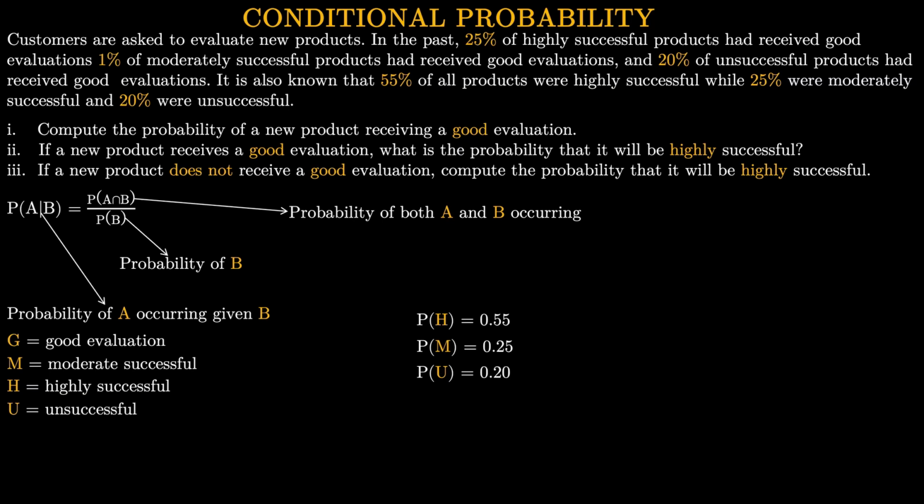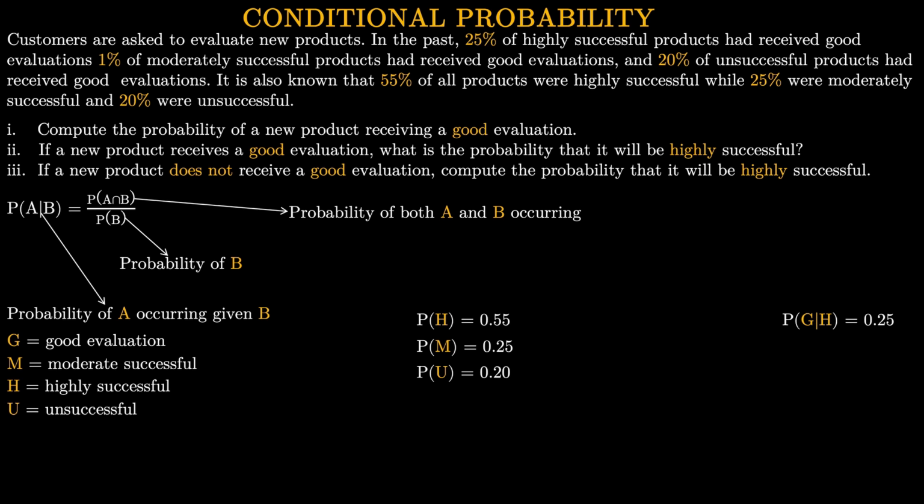Now let's say I've chosen highly successful products. That doesn't mean that we're going to receive good evaluations. Only 25% of them are going to receive good evaluations, right? So the probability of highly successful products receiving good evaluation is going to be 25%. We're going to write it as P of G bar H. This is the probability of products receiving good evaluations, provided that they are highly successful.